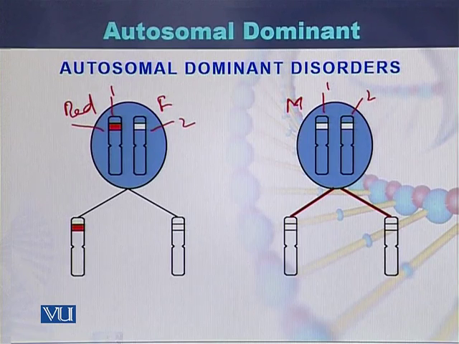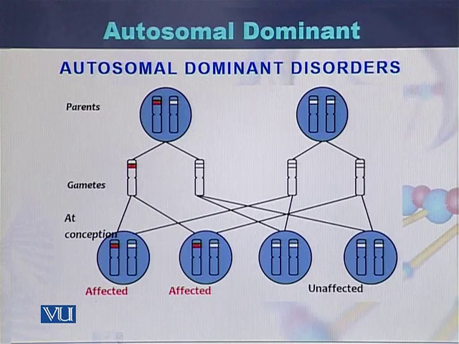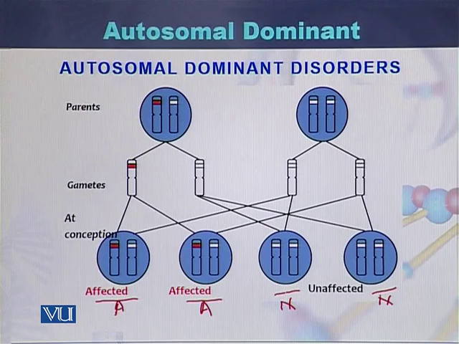During gametogenesis, the alleles separate from each other. As a result of fertilization, we will see that out of 4 children, 2 are affected. This is affected. This is normal. And this is also normal. This is affected, A for affected. So as a result of a cross between the parents, there is a possibility in autosomal dominant disorders that 50% of the children would be affected.